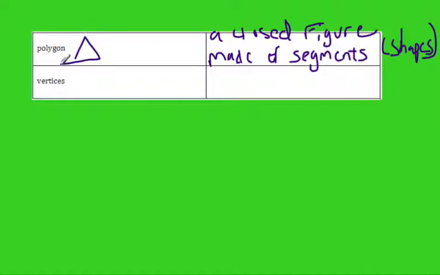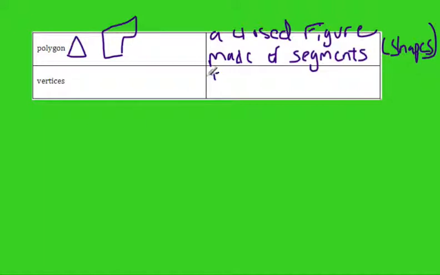So this could be a polygon. Oops, it should be closed. Miss Humbert could draw. That would help a lot better, wouldn't it? So this is a polygon here. This is a polygon because there's a bunch of segments and it's closed.